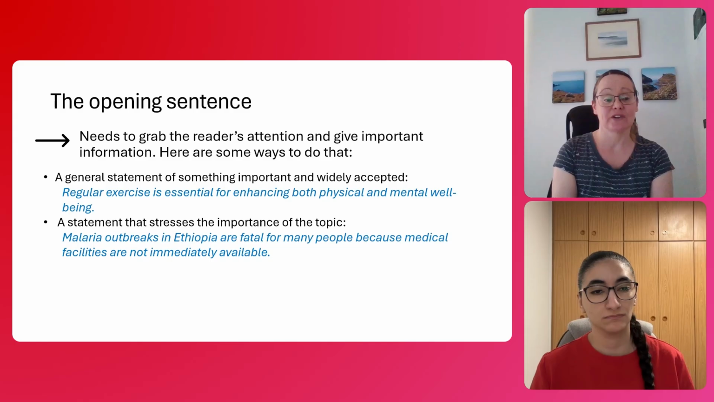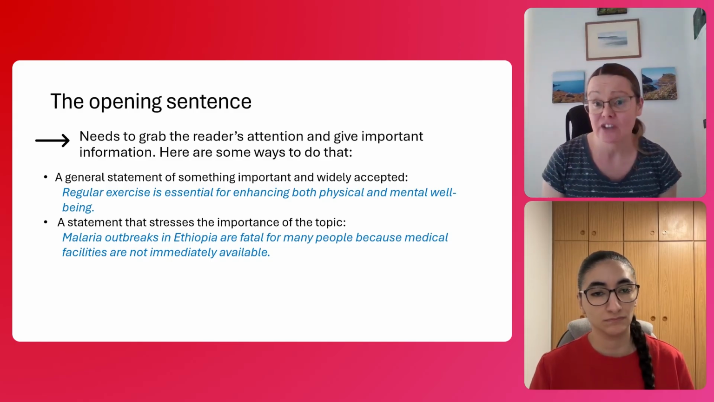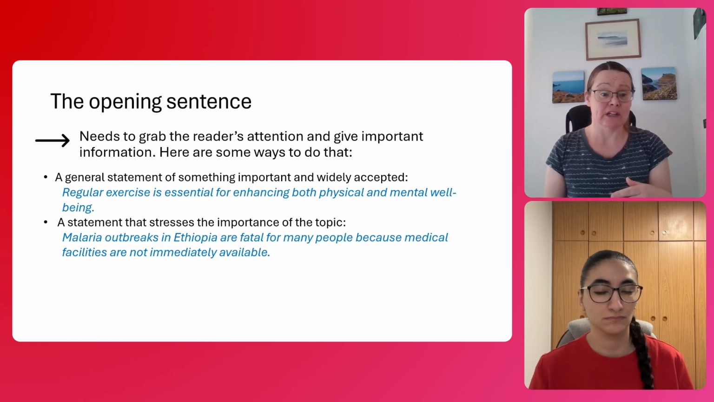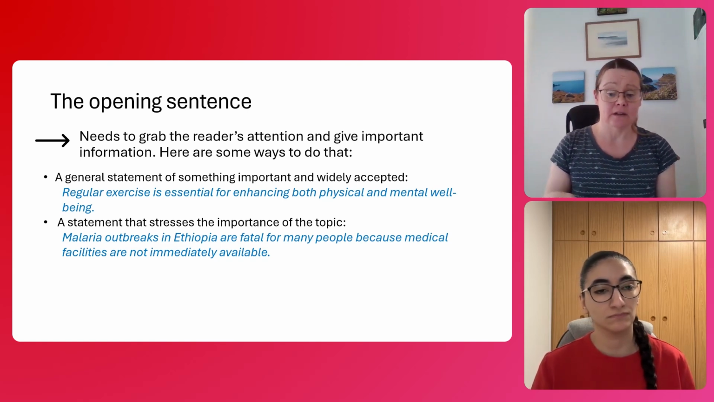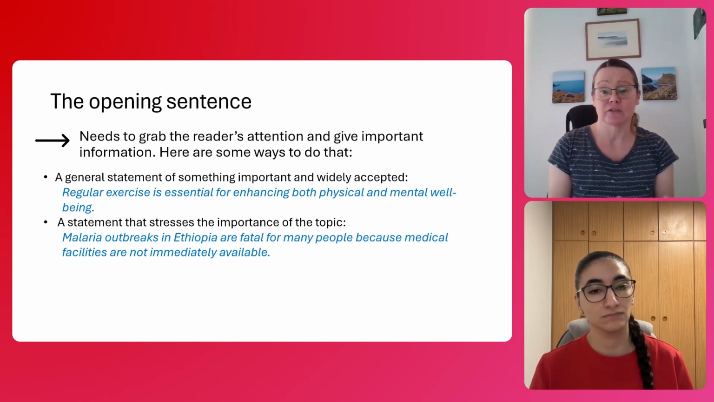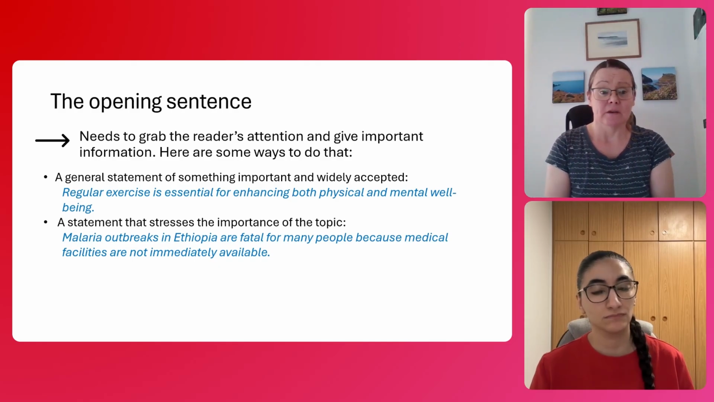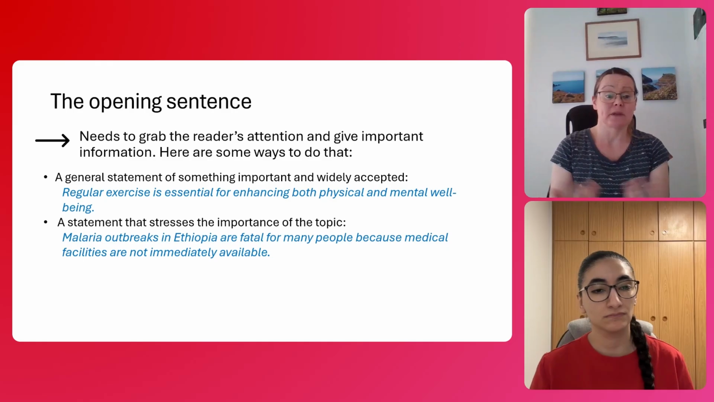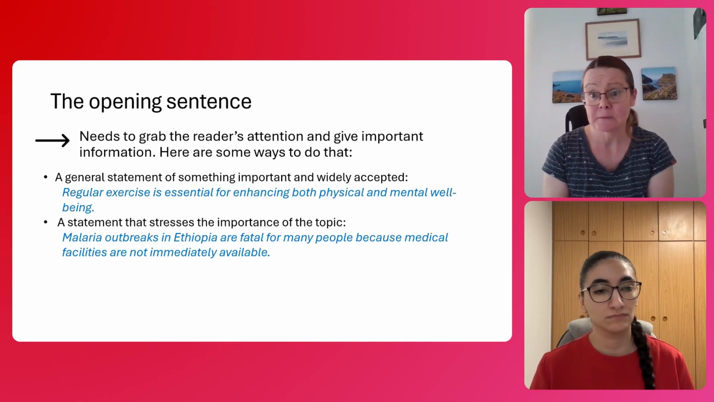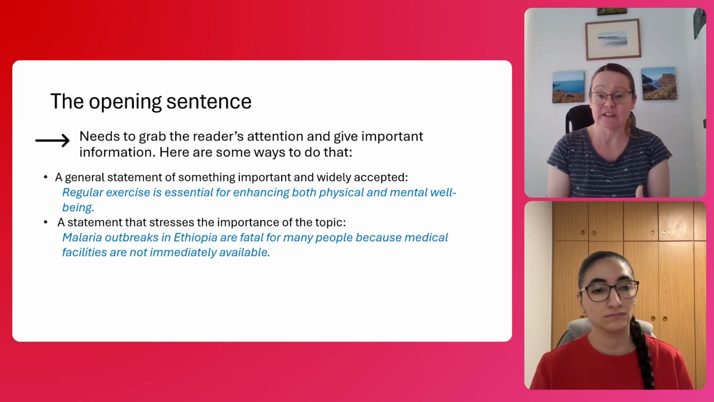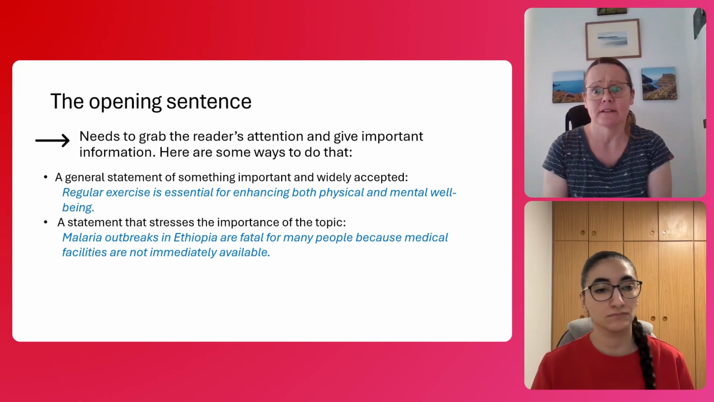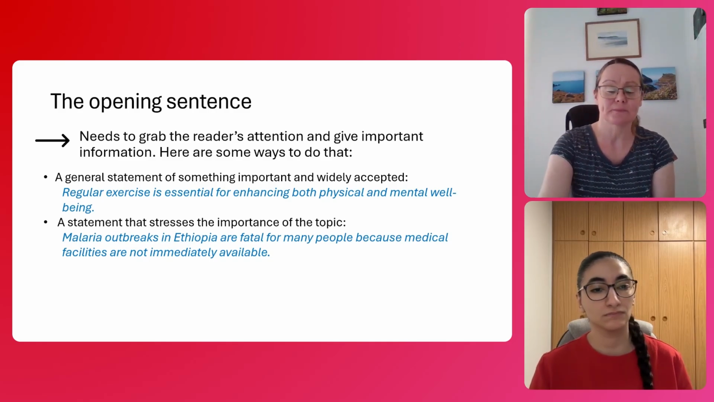We can also open with a statement that stresses the importance of the particular topic. So if we're talking about malaria in a patient population from Ethiopia, where outbreaks are sadly quite common, we can say something like, malaria outbreaks in Ethiopia are fatal to many people because medical facilities are not immediately available. So that tells the reader, hey, this topic matters. It's worth paying attention to.